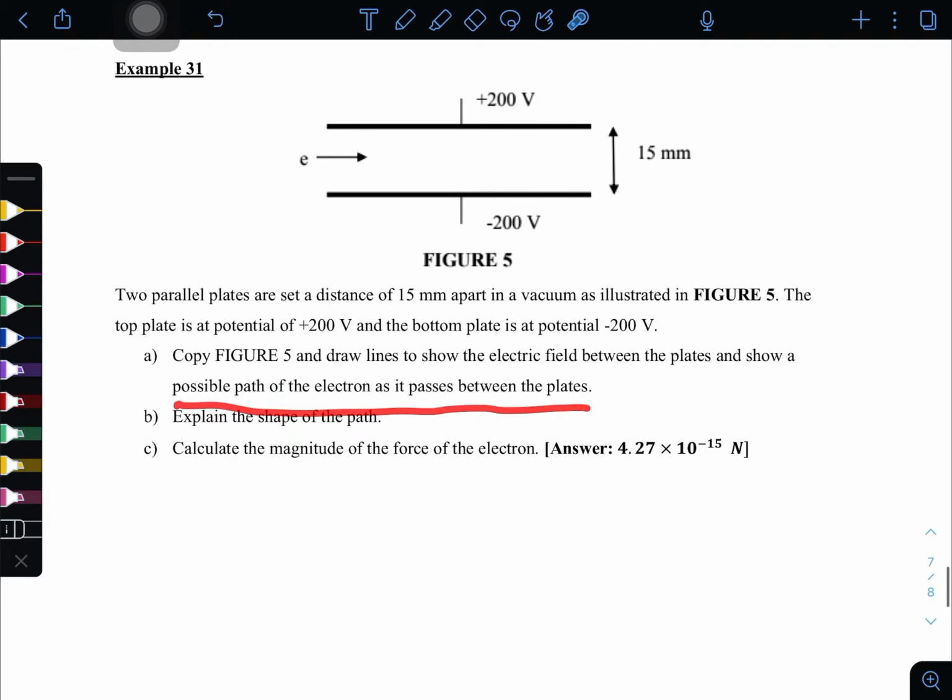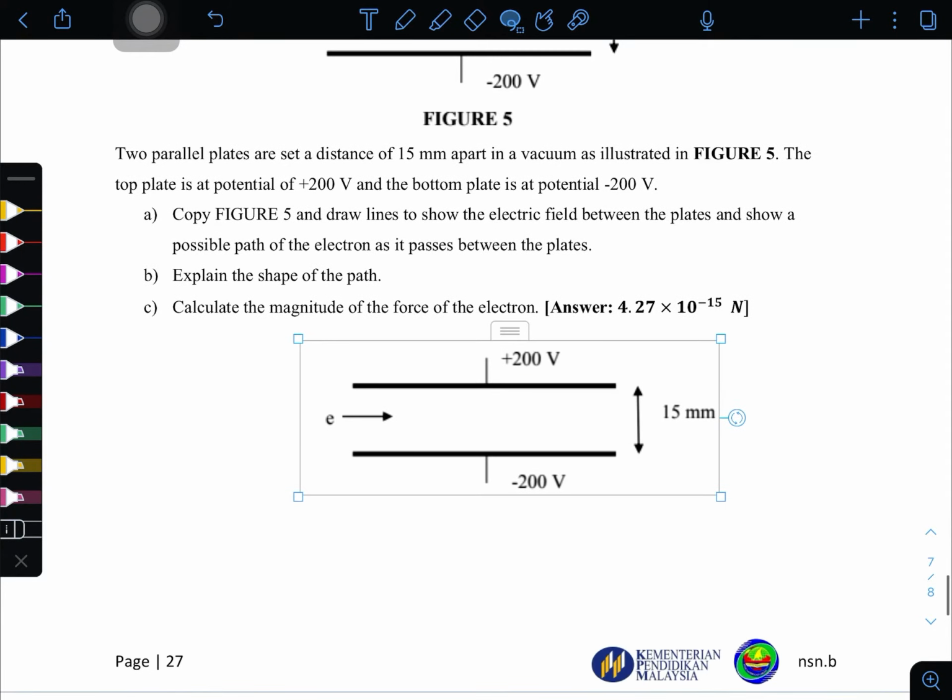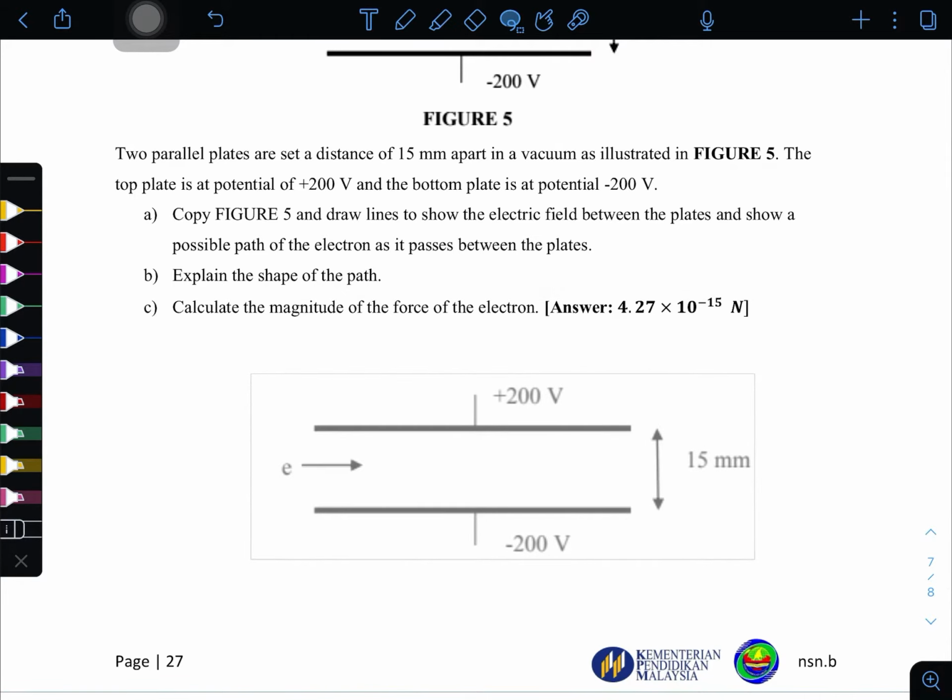Okay, so it said to copy the plates. So we copy the plates here. Okay, so kita lukis balik. Okay, alright. And draw lines to show the electric field.